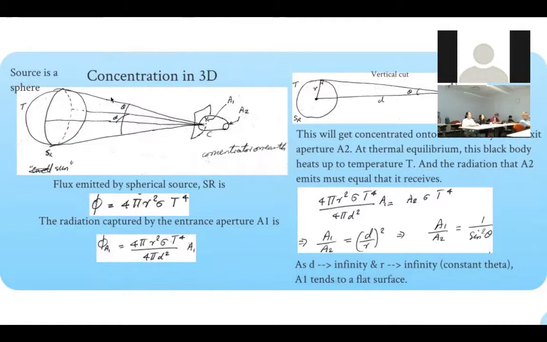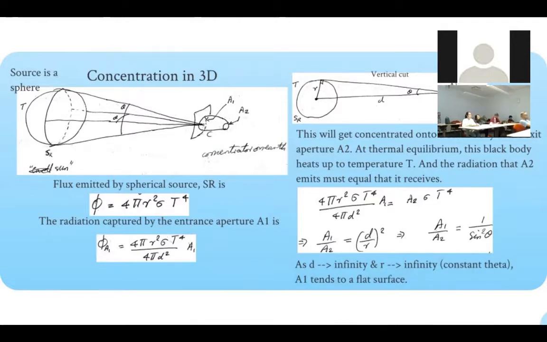But in this situation, we'll think about the extreme rays. So you have the extreme rays in one plane and the extreme rays in the orthogonal plane, and both acceptance angles, the whole acceptance angle in this case, are theta. The area of the entrance aperture is A1, the area of the exit aperture is A2, so the concentration factor is A1 divided by A2.